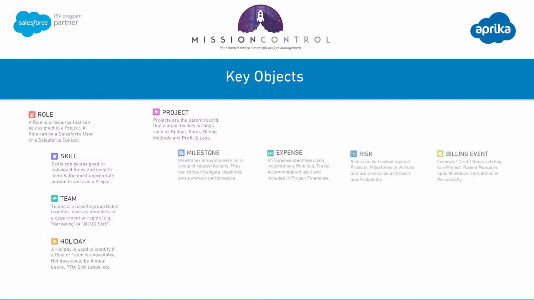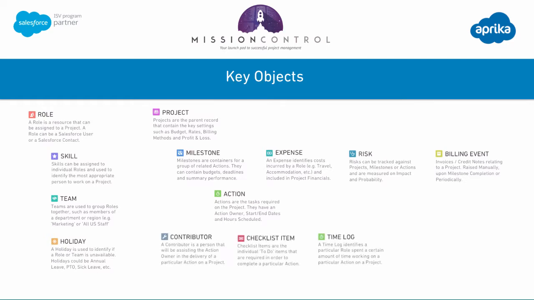Underneath the project, the four core objects are the milestone, the expense, the risk, and the billing event. So the milestones are the containers for a group of related actions, and the actions are the individual items that people are responsible for that will be delivered on the project. Underneath those actions, you can assign additional contributors to help the action owner. You can build out checklist items, which are individual to-do items that people can tick off as they're making progress. And you can also track your time against the action as well.